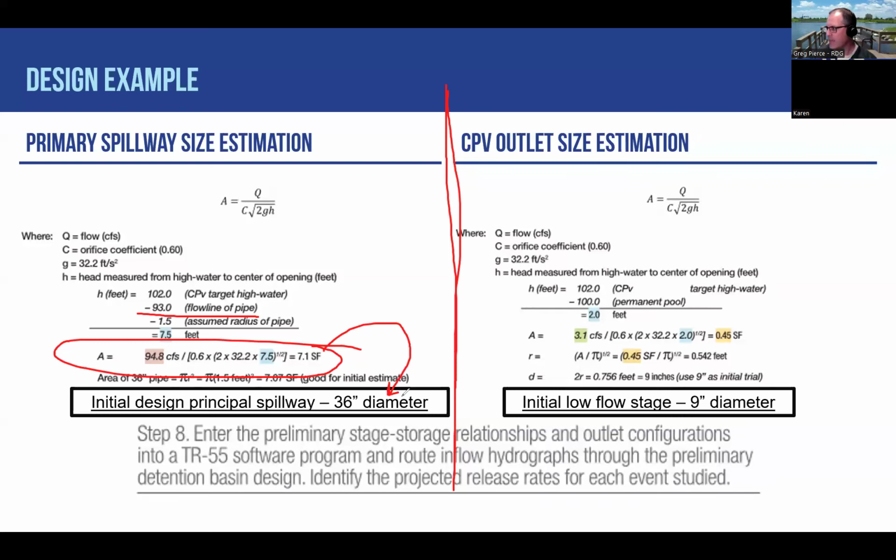And then the second step is, what about my low storm, my small storm orifice or control? What will I need to control that channel protection volume? You can do the same thing. Your allowable release rate for this example was 3.1 CFS. And if we're trying to maintain a water level of about 2 feet of bounce, again, you can rearrange the orifice equation to get an estimate of what size you're going to need. In this case, it works out to be about 9 inches.